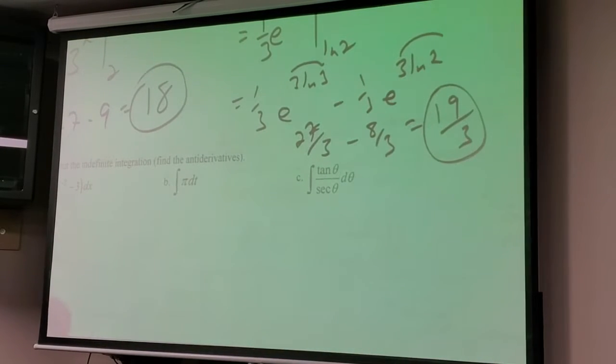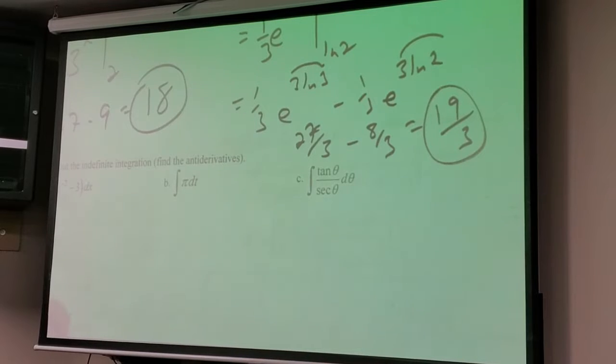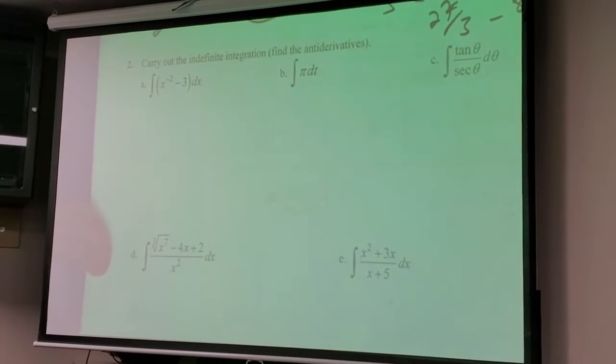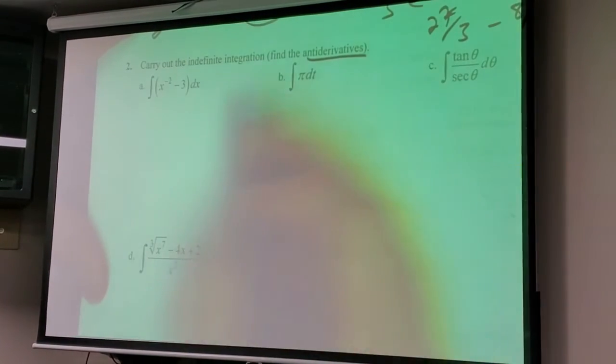And again, for each of those, you can just plug it in the calculator and do the number 7 calc thing, and it'll tell you if you got it. Okay. All right. Now, what about these? These are just asking for antiderivatives.